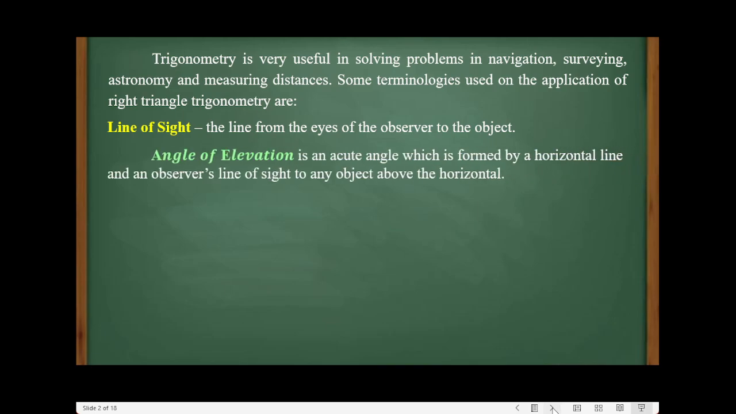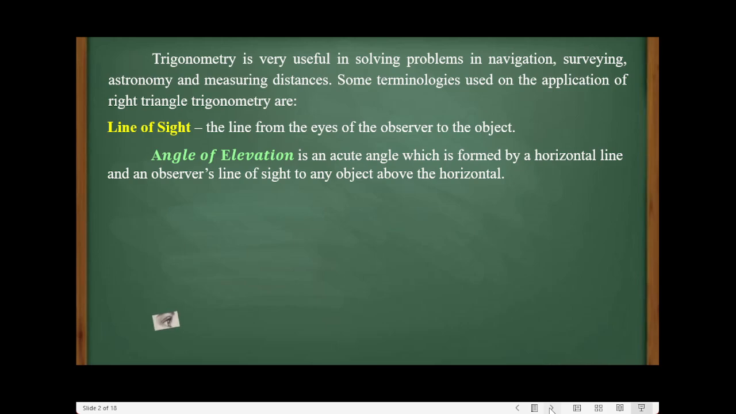And then we have the one that we are going to discuss in this video, which is the angle of elevation. Such angle is an acute angle which is formed by a horizontal line and an observer's line of sight to any object above the horizontal.